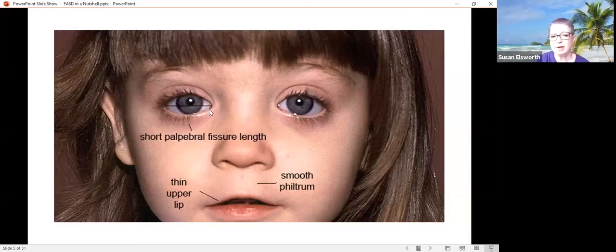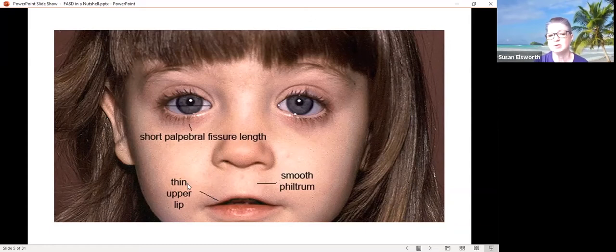The first one we want to talk about is this opening here with their eyes. It's a little bit smaller than what we would expect to see in a typical peer. The area under here is called the philtrum. When you put your finger underneath your nose, you're likely going to feel some ridging. Her area here is smooth or flat. We have a thin upper lip. If you look at the difference between her upper lip and her lower lip, you can see that her upper lip is thinner.